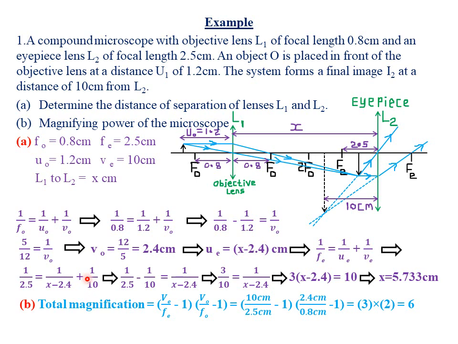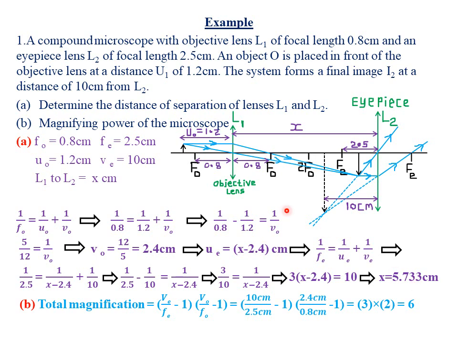So I'll simply collect the like terms. So I'll take 1 over 10 to the left hand side, so that I have 1 over 2.5 minus 1 over 10 being equal to 1 over x minus 2.4. So if you take 1 over 2.5 minus 1 over 10, you simply obtain 3 over 10. So if you simplify this equation, if you just cross multiply, you'll have 3 multiplying x minus 2.4, then 10 times 1, you just obtain 10. So if you simplify this equation by first of all opening the bracket, it will be 3x minus 3 multiplied by 2.4. So if you solve this equation, you will find your value of x being equal to 5.733 centimeters, correct to 4 significant figures. So that is the value of x.